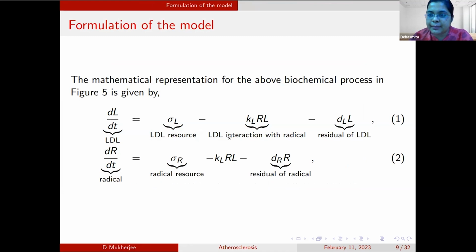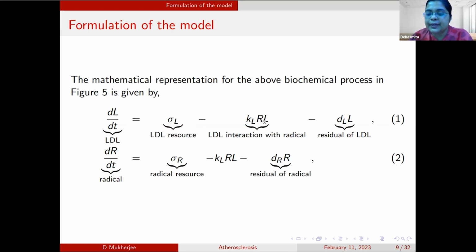Next, let us go ahead with the modeling part. The entire biochemical process, I'm going to show how to model it. My first equation is the rate of change of concentration of LDL particles. So dL/dt is equal to sigma L. Sigma L is a constant. I'm assuming here that there is a constant LDL resource, which we can modify in another model. So for this model, I have assumed that the LDL resource is constant.